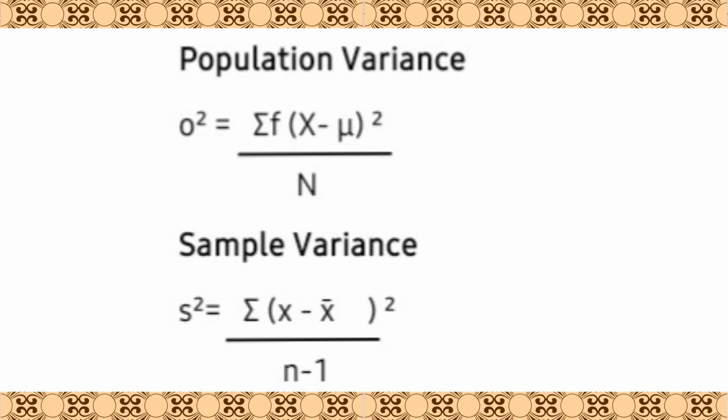The formula of population variance is population variance squared equals the sum of frequency of value minus population mean squared divided by total number of observations. The formula of sample variance is sample variance squared equals the sum of the value of one observation minus the mean value of all observations squared divided by the number of observations minus 1.